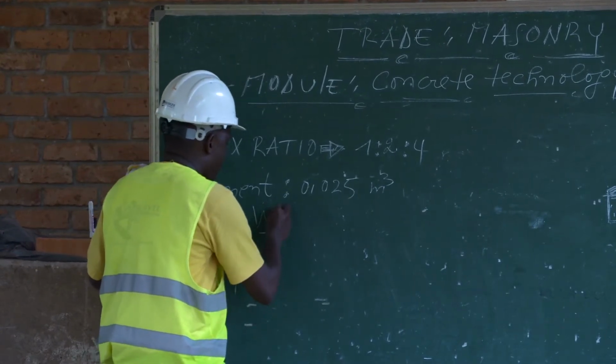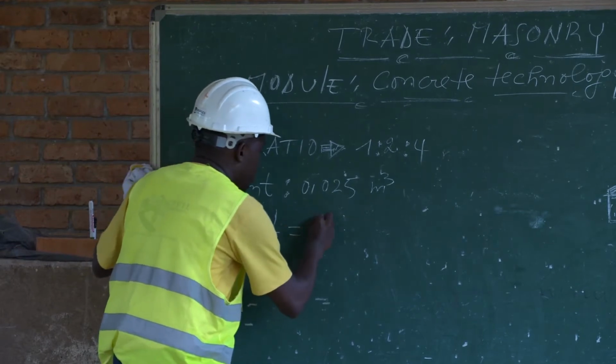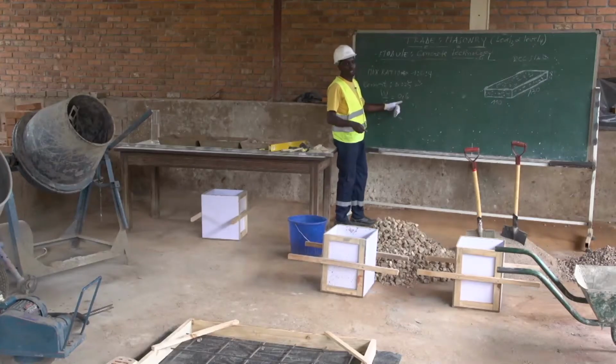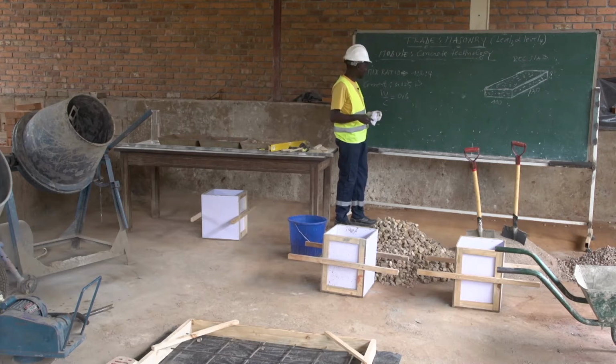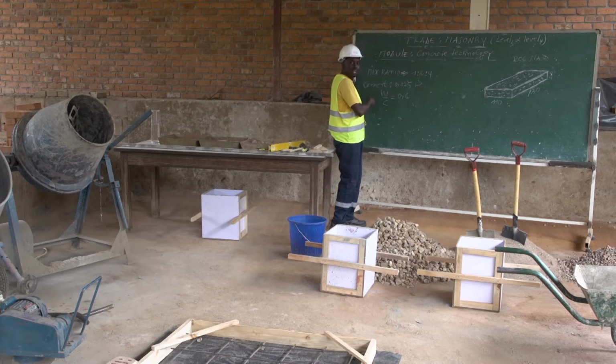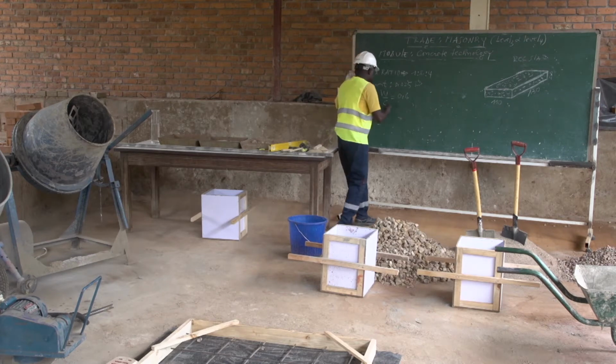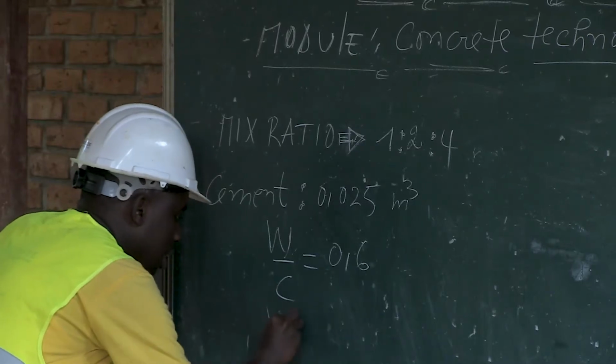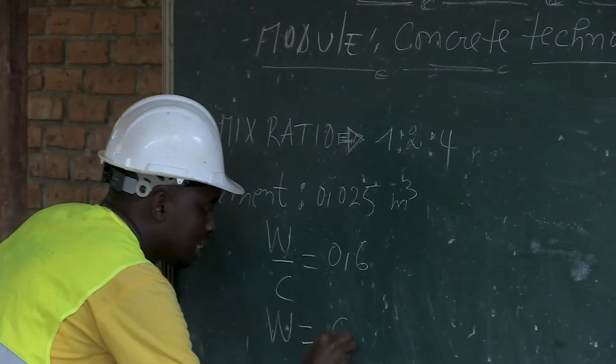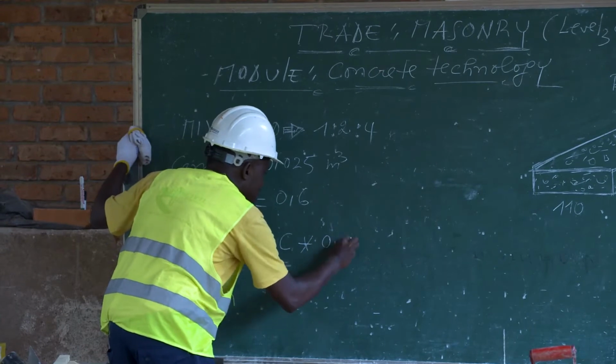ratio of 0.6. So 0.6 is the water to cement ratio that we are going to respect. So to calculate the quantity of water, water will be equal to cement times 0.6.